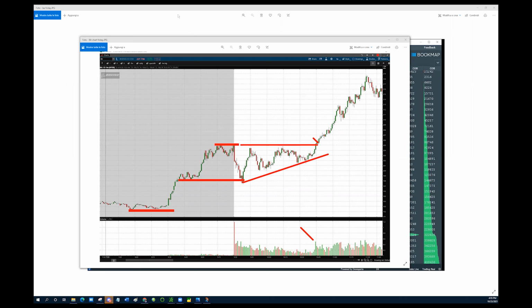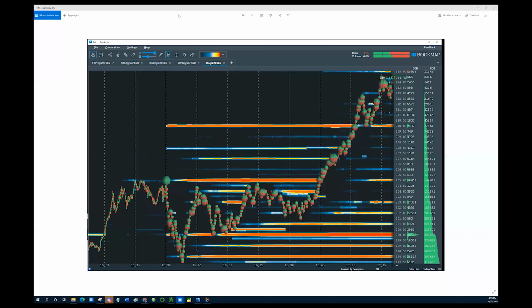So what happens at this level? What happens over here at 197, 198? Do we have anything that can lead us to take this trade long exactly at that level? This is what we have using Bookmap.